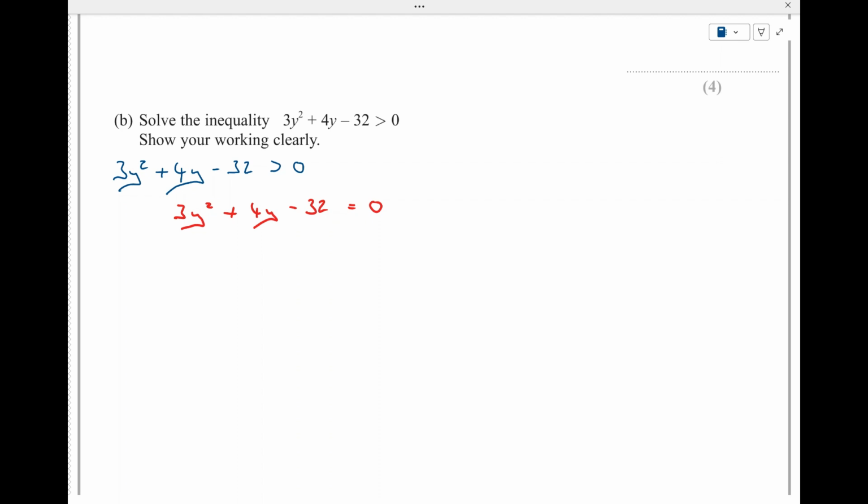I'm going to factorize the left-hand side, but equally, you could use the formula. Now, if I'm factorizing the left-hand side here, then I know it's got to be y and 3y to give me the 3y squared. I know the signs have to be a plus and a minus to give me this minus 32 here. And I'm thinking 8 and 4 for the 32.